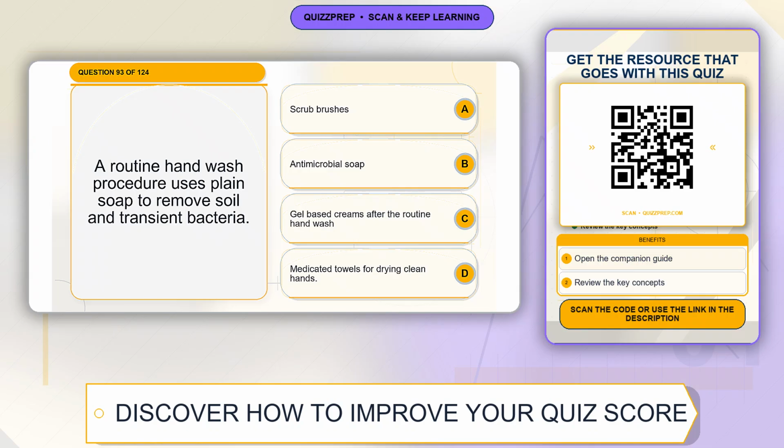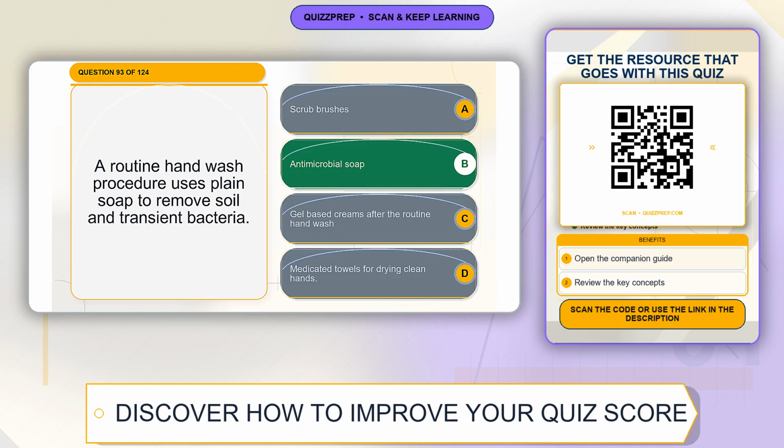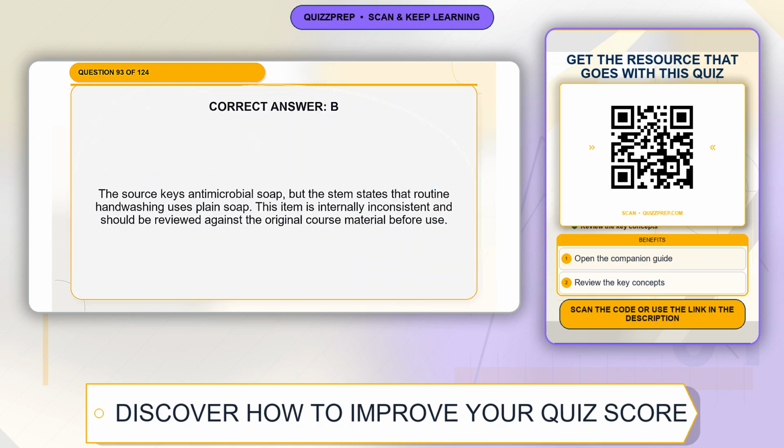Question 93. A routine hand wash procedure uses plain soap to remove soil and transient bacteria. Option A, scrub brushes. Option B, antimicrobial soap. Option C, gel-based creams after the routine hand wash. Option D, medicated towels for drying clean hands. The correct answer is option B, antimicrobial soap. Explanation. The source keys antimicrobial soap, but the stem states that routine handwashing uses plain soap. This item is internally inconsistent and should be reviewed against the original course material before use.